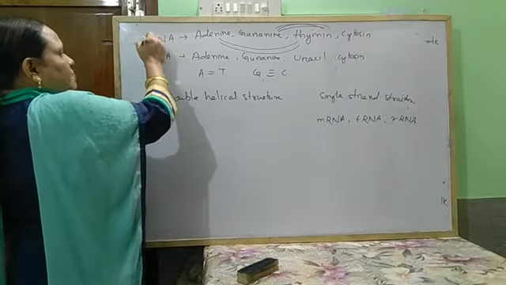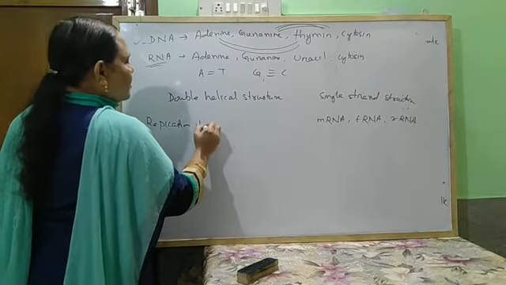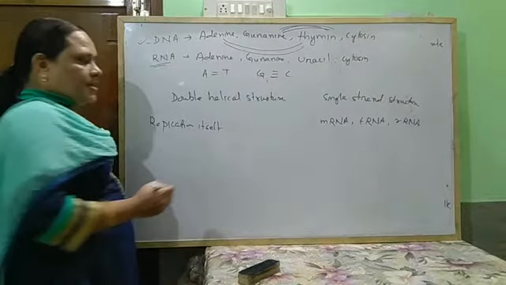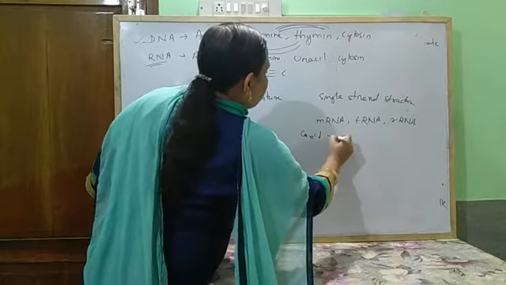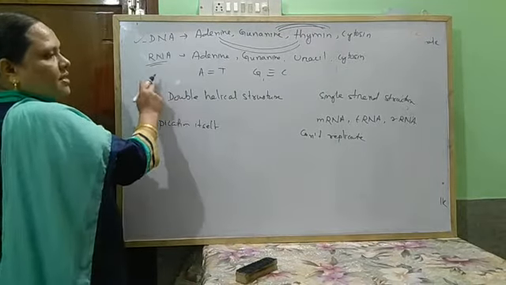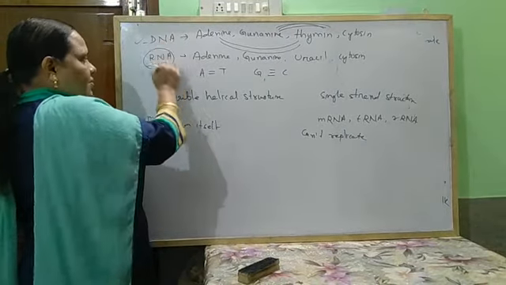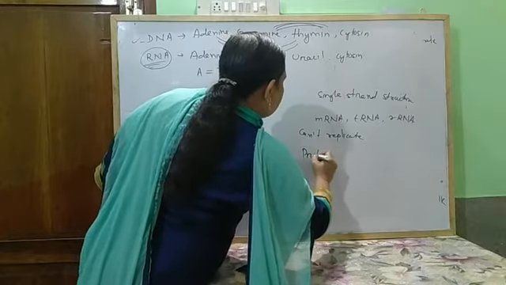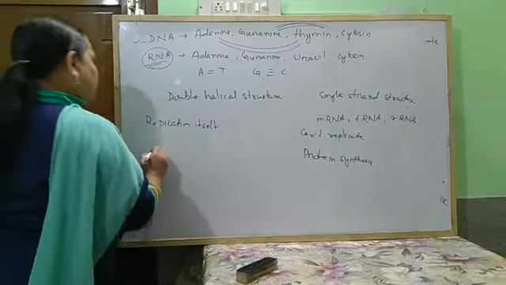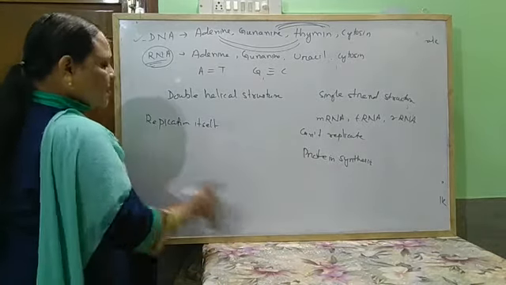And what are the functions of DNA and RNA? DNA has the power of replicating itself, but RNA cannot replicate itself. RNA is generally helpful for protein synthesis, and DNA is responsible for hereditary characters.